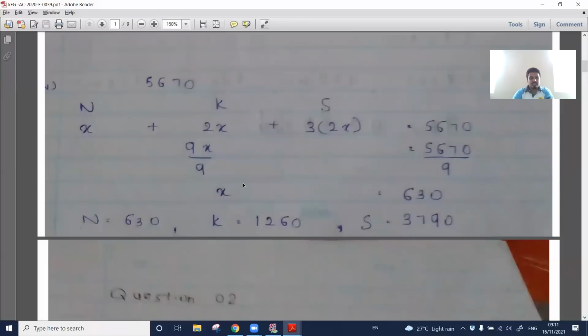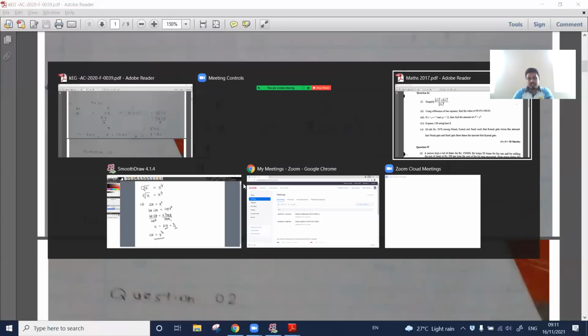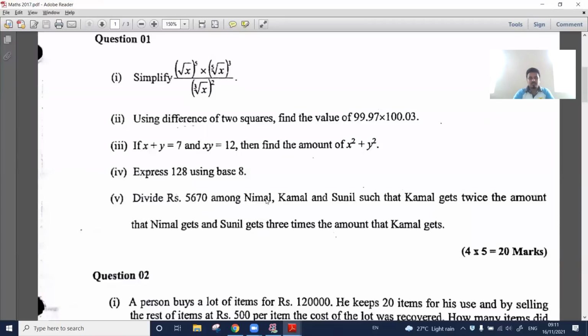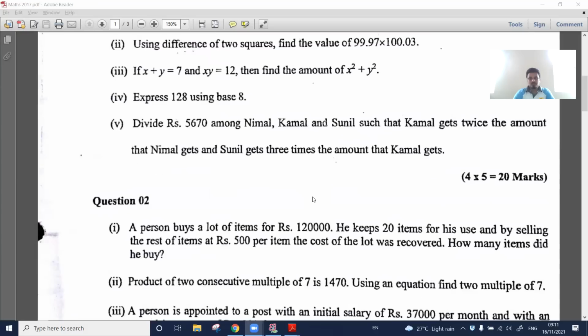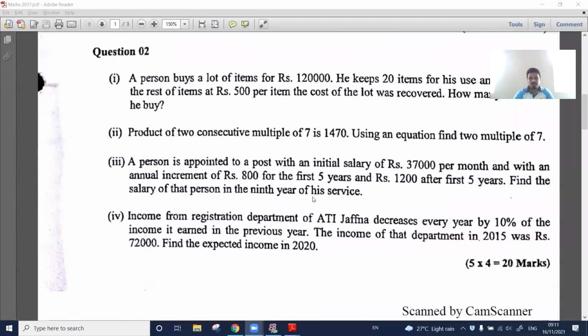Right. So that is question number 1. Any issue here? Anything that you need to clarify in answering question number 1? All right. Hope you are clear with question number 1. Then we'll move to question number 2.